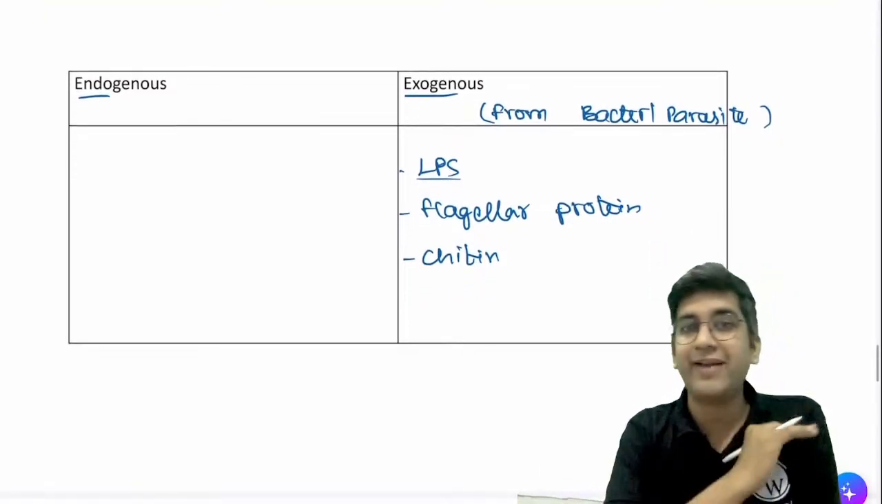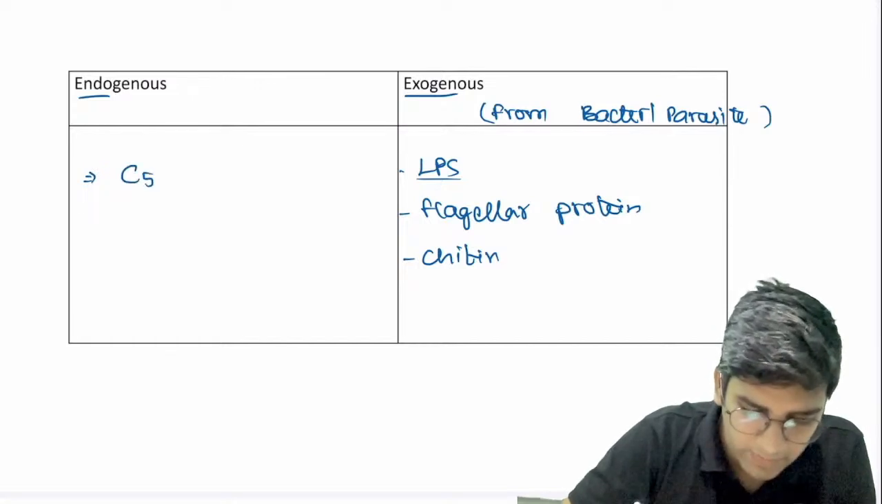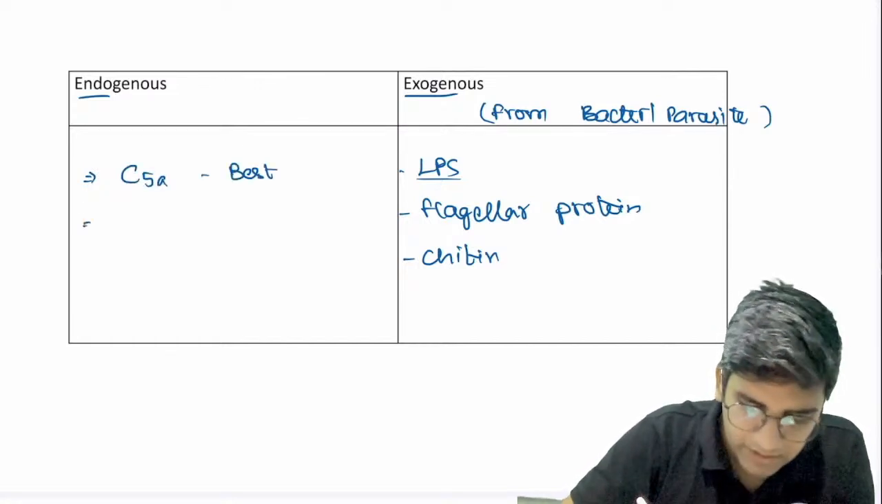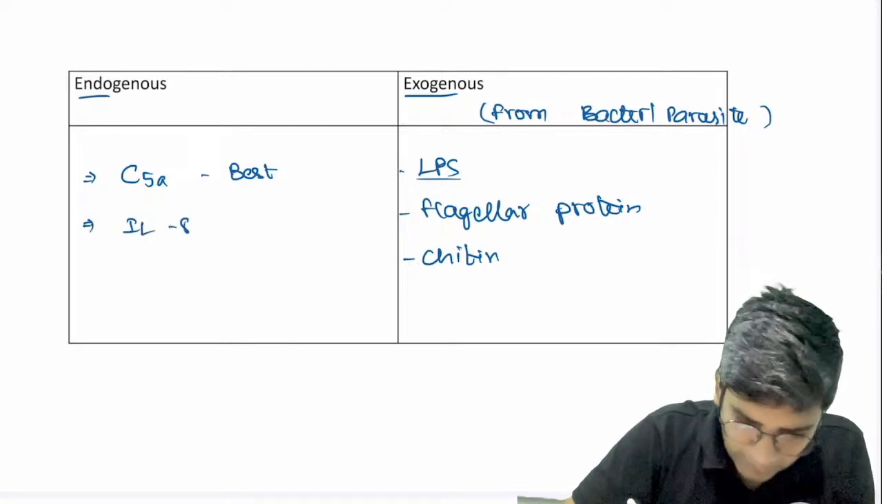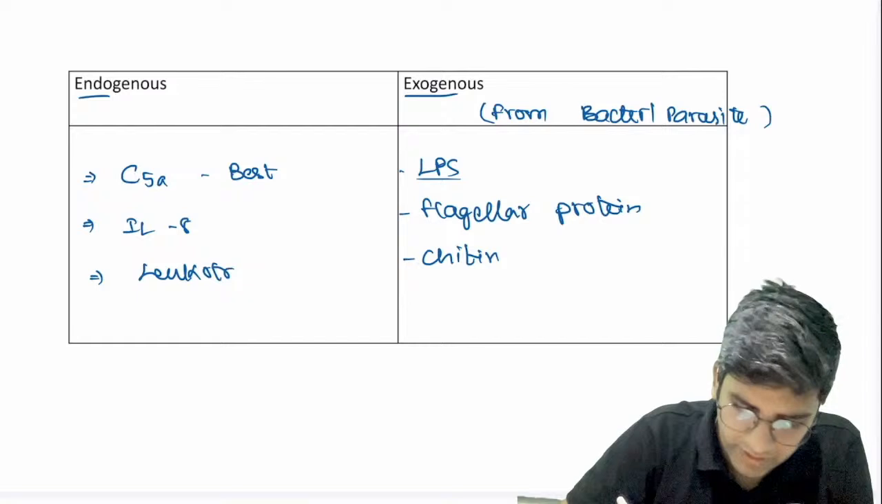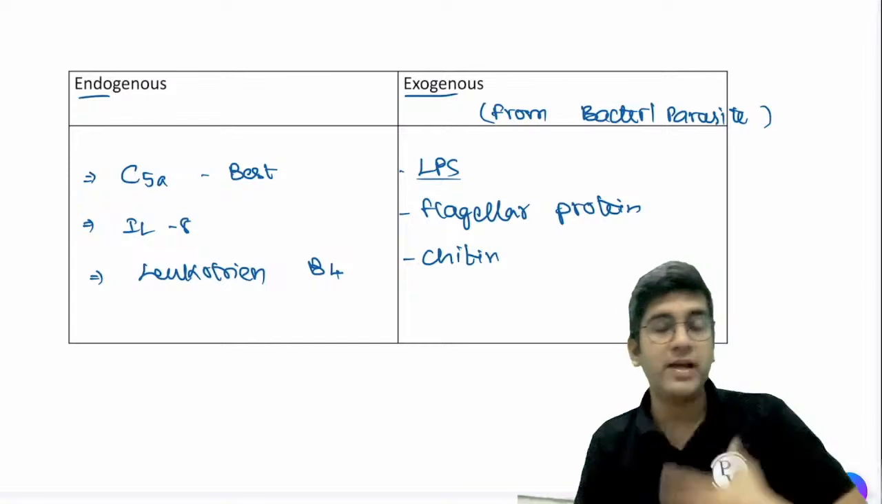At the same time, I have endogenous chemotactic mediators. The best one is complement protein C5. C5 is one of the best chemotactic mediators. I do have interleukin 8, that also is a chemotactic mediator. And we have a leukotriene called leukotriene B4. That also is a very, very good chemotactic mediator, right? All these are produced by my body.